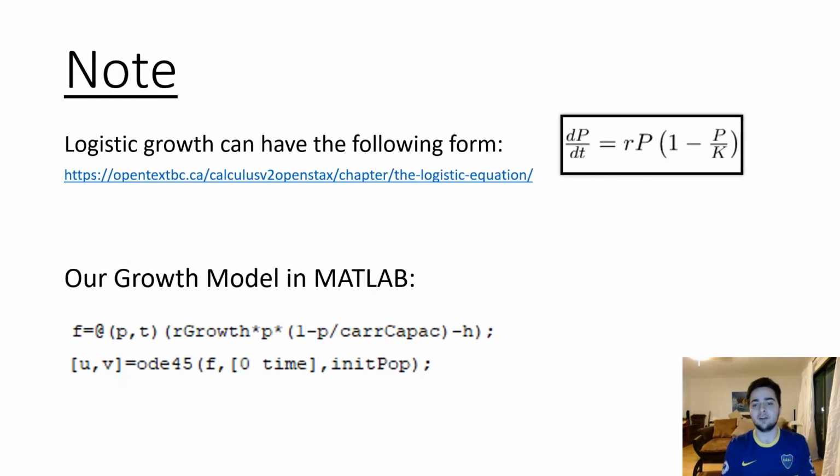I also mentioned how, because this is a different kind of farm with a different fish species, we need to come up with our own differential equation to simulate population change over time.